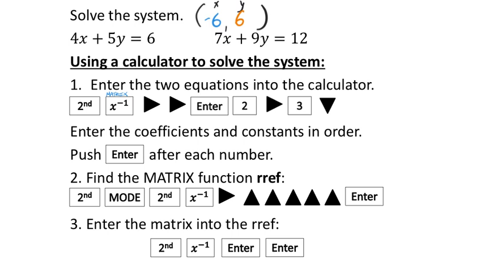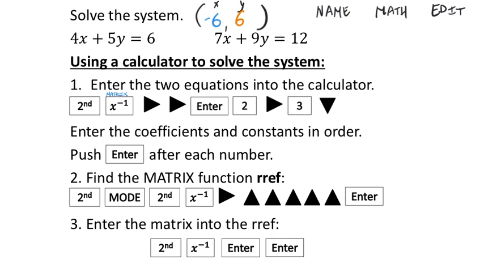Now you have to push second in order to access matrix, so I push second, x to the power of negative 1. When I do that, at the top of the calculator, you're going to see these 3 options. With these 3 options, what we've got to do is get into edit, okay? Because we actually have to enter values into one of the matrices. So that's why we push over. That's going to get us to edit. So you'll see this highlighted, and then you'll see something like 1A, 2B, 3C, and then it should go all the way down to, I think, 7G or something like that.